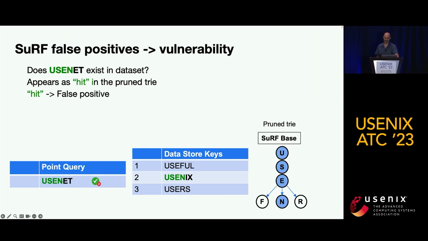Now let's see SuRF's vulnerability. Suppose we query for the key usenet that does not exist in the dataset. SuRF traverses the trie with usenet, USE, and the last match during the traversal is the leaf node N. SuRF returns a hit even though usenet is not in the dataset because the trie is pruned. You can see that usenet shares a prefix with USENIX.